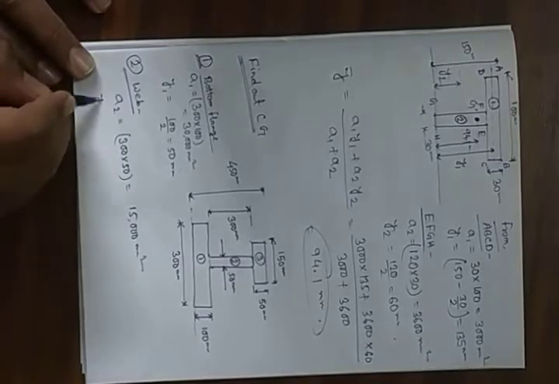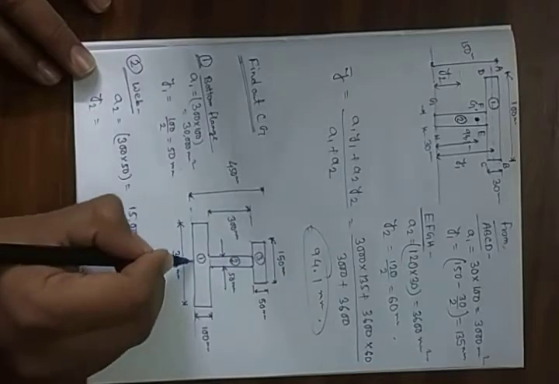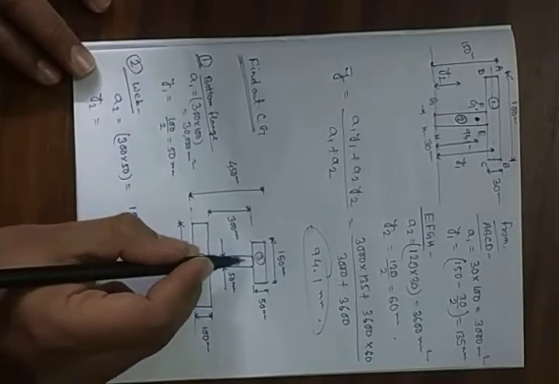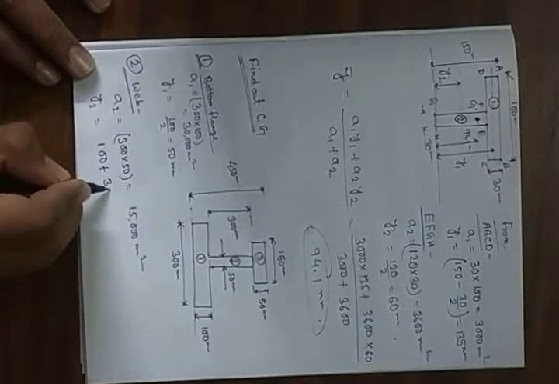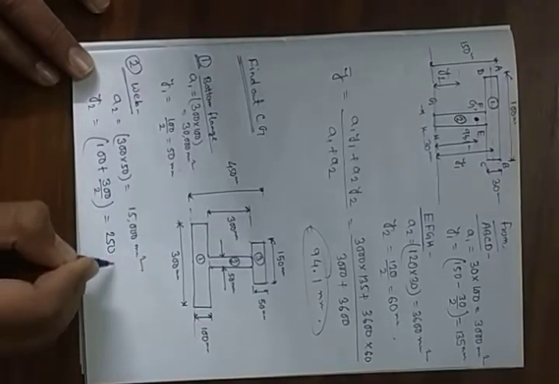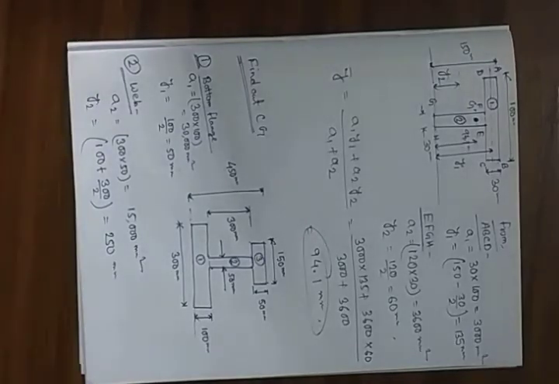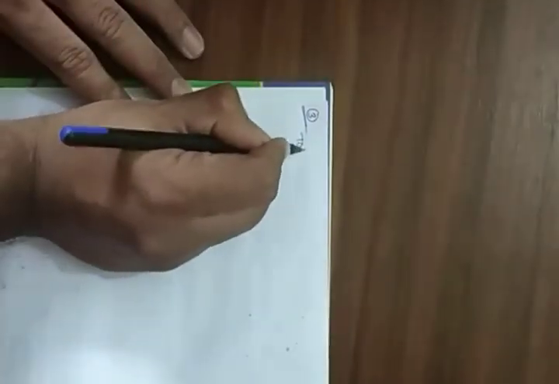And what will be y2? Y2 is the distance from the baseline to the center of the web, so it is 100 plus 300 divided by 2. This is 150, and 150 plus 100 is equal to 250 millimeter. So the bottom flange is done, the web portion is done. Next we move on to the top flange, number 3.